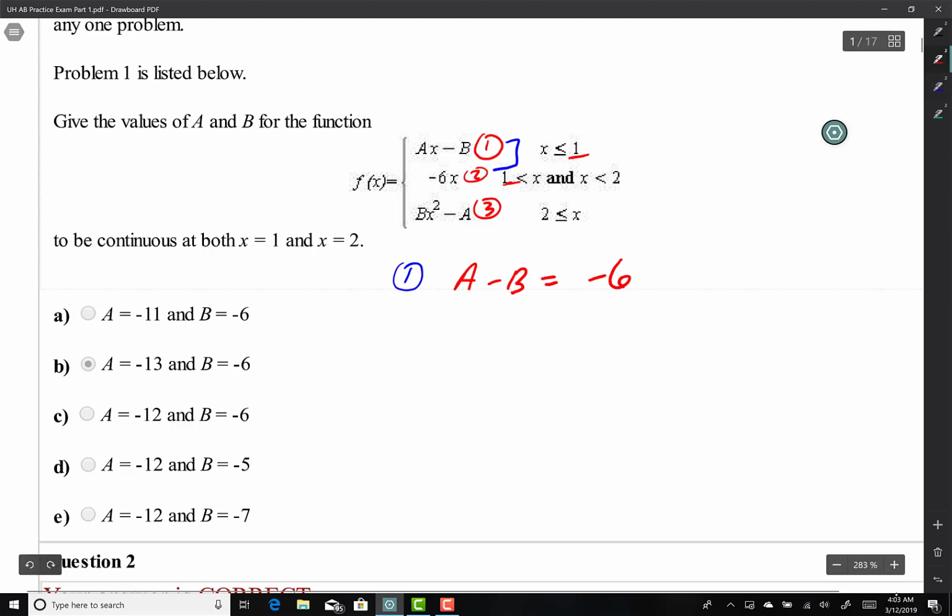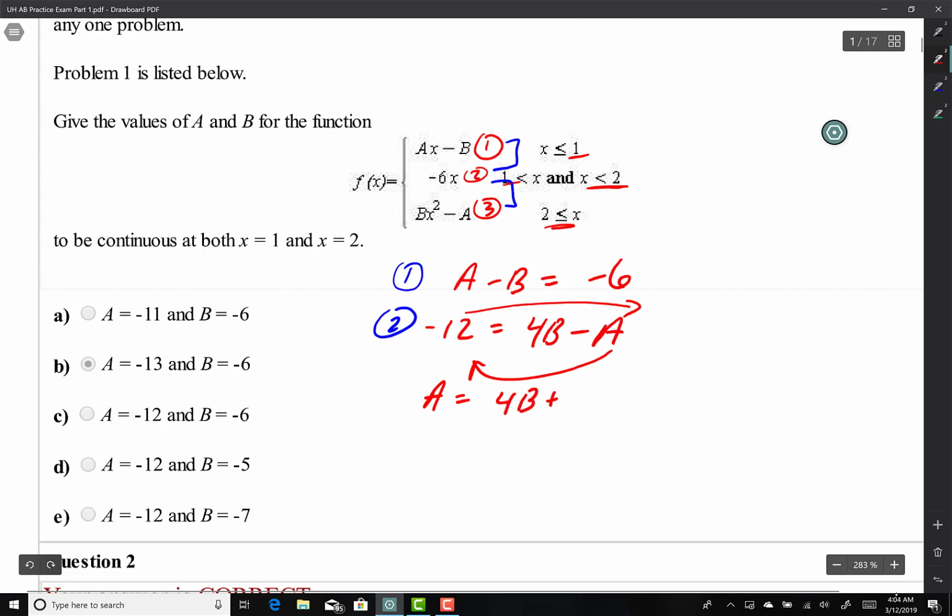All right, here's equation 2. At x equals 2, equation 2 and 3 better be the same. So here we go. Negative 6 times 2 is negative 12. And that better equal, let's see, 2 squared is 4, so that better equal 4b minus a. So what I would do now, guys, is isolate one of the letters. The letter that I'm tempted to isolate is a. I'm going to move a to the left and move the negative 12 to the right. So this is from equation 2. Now I have a equals 4b plus 12.